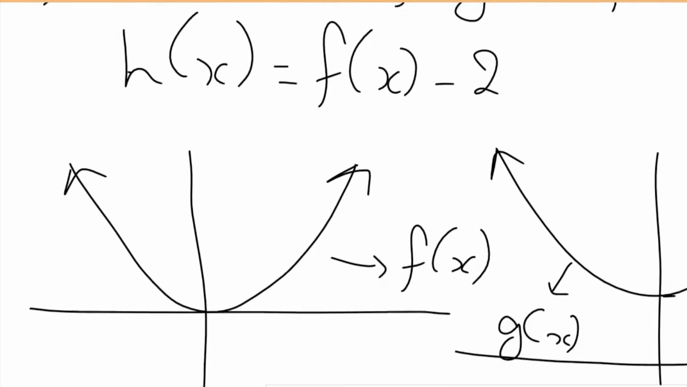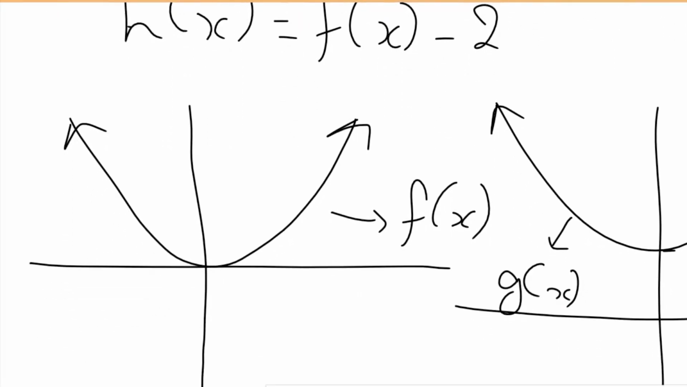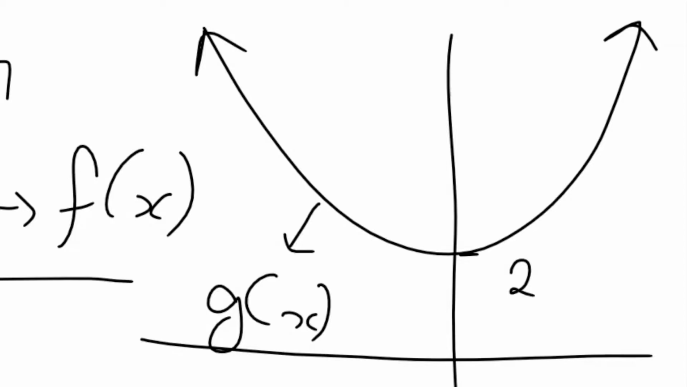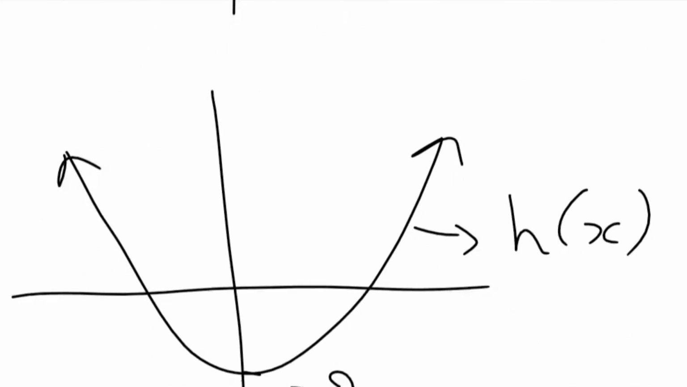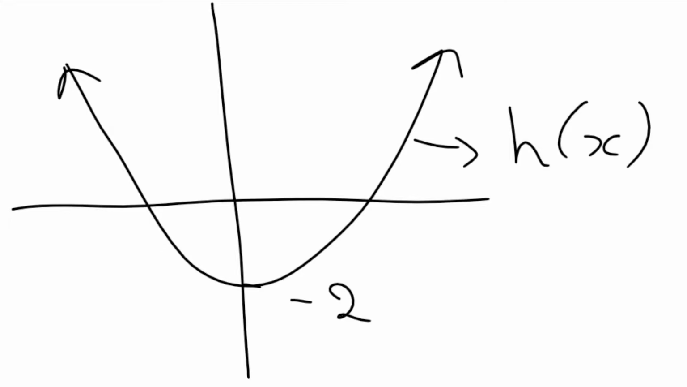So f of x, this is a normal x squared graph that all of us are aware of. g of x will be f of x plus 2 units. So as you can see over here, it will be 2 units upwards, and h of x will be 2 units down from the normal origin. So over here you can see how I sketched the graph 2 units down.